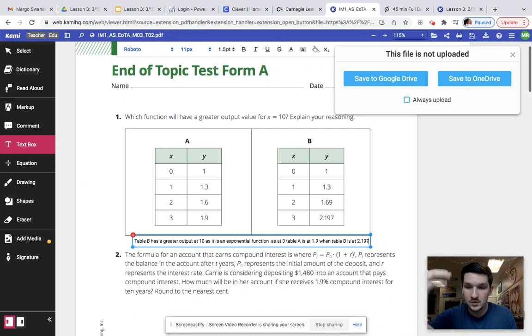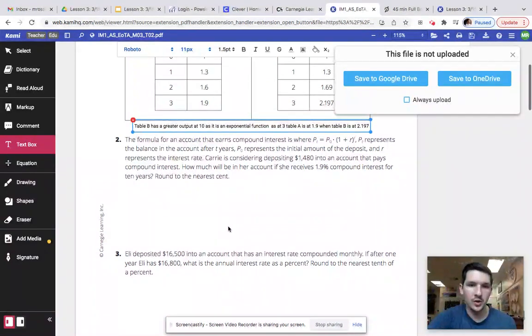You can even create those equations like I showed you yesterday. Create a y equals mx plus b, the linear function equation for A, plug in 10 and solve. Create the exponential function for B, a times b to the x, and solve when x is 10, and you'll get that B is larger. Question 2, the formula for an account, blah, blah, blah. Okay, that's just the compound interest formula.